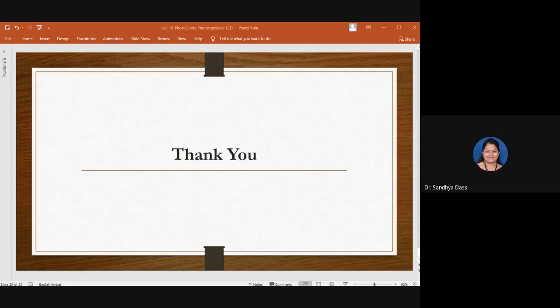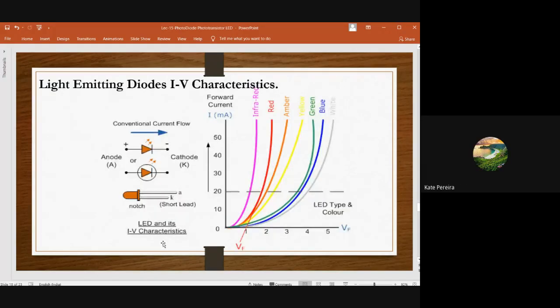Excuse me, ma'am. Yes, Kate. Ma'am, in an LED, can you tell me the range of the current? Range of the current? The voltage should be between 1.2 and 3 volts, right? What about the current? It depends on the type of the semiconductor material used and the emitted light and its wavelength. Based on that, you will get the current here. Generally, it will be in terms of milliamps. Okay? Yes, ma'am. Thank you.